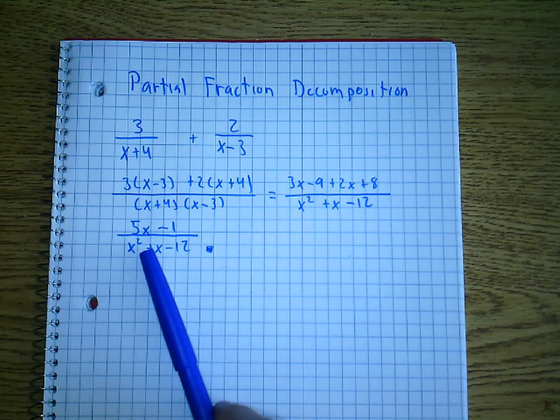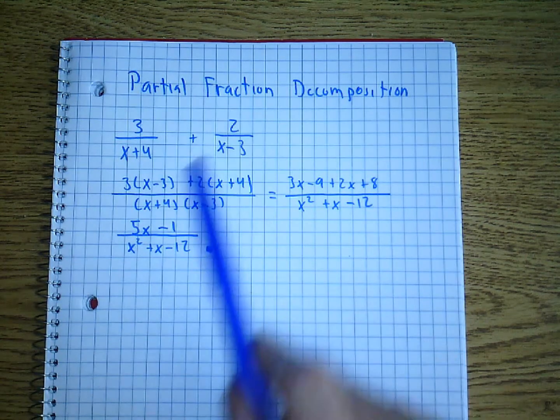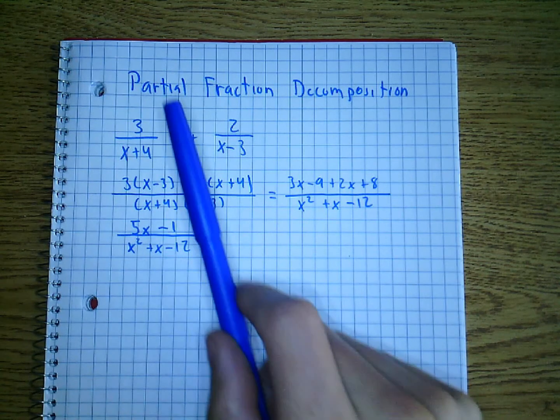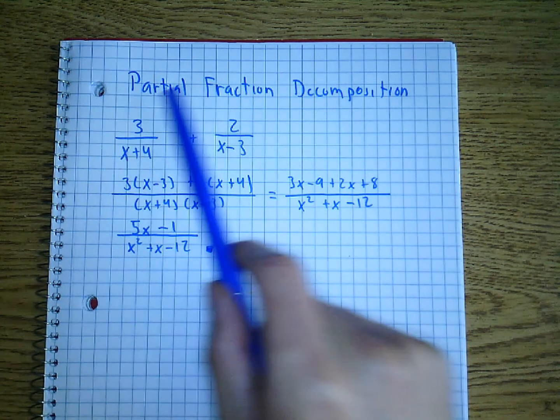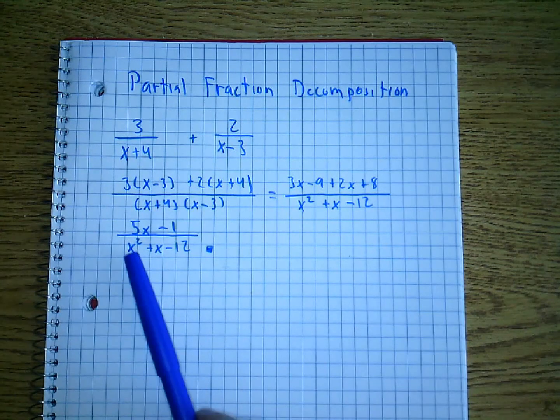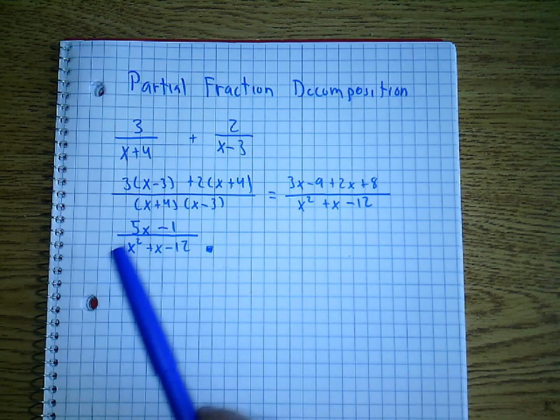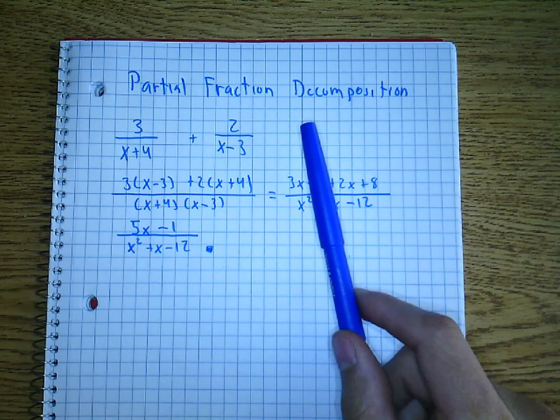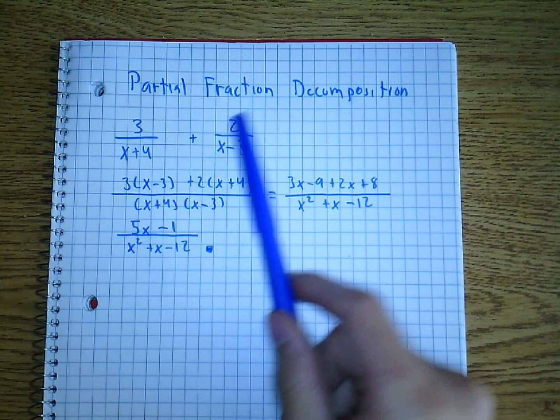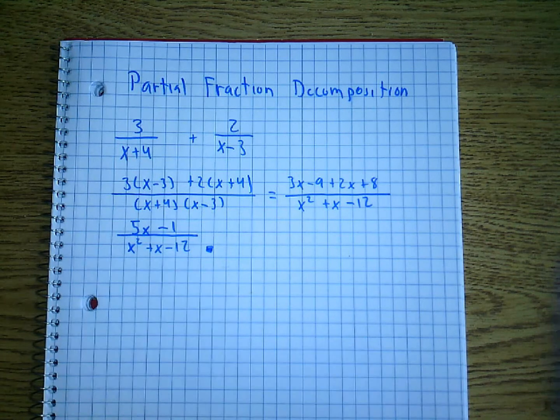But in mathematics, if there's a way to get from here to here, there has to be a way to go from here to there. So what we're going to do is called partial fraction decomposition. It means that you're going to take a fraction and decompose it, or break it apart, into several fractions. Could there be more than one answer? What do you think? I think so. Yeah, there could be more than one.